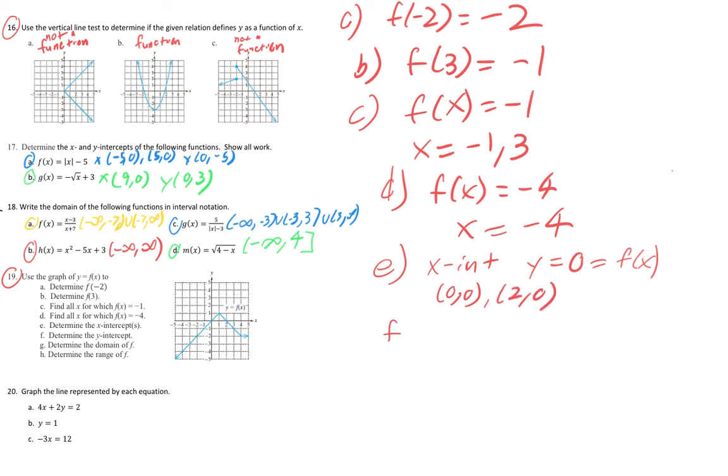Now looking at f, we want to determine the y-intercept, and that happens when x is equal to 0. So just looking at our graph here, that's going to happen at 0, 0. That's where we cross our y when x is equal to 0.